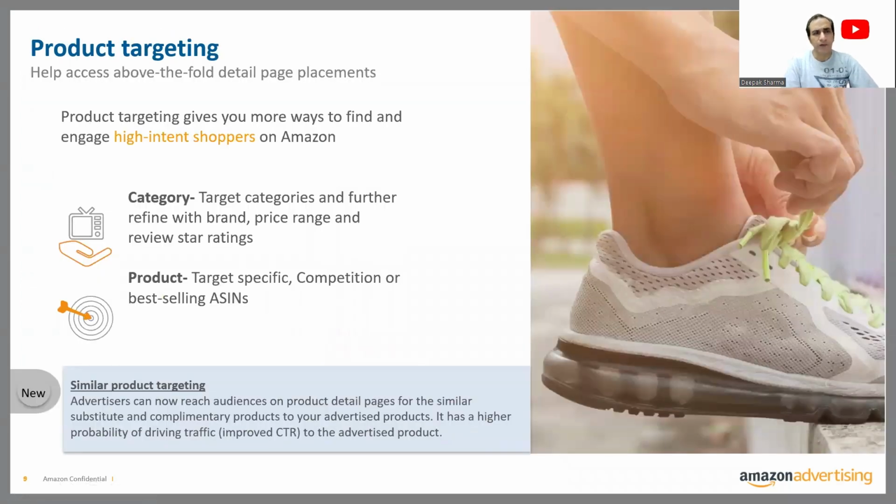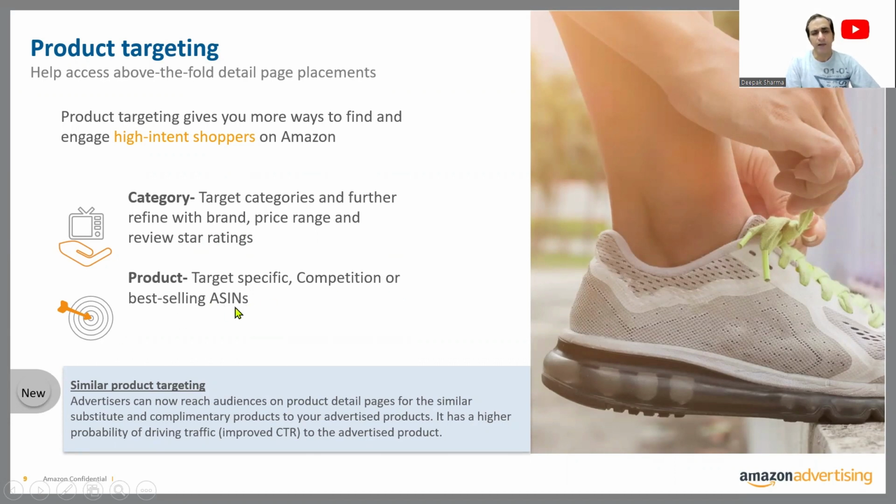Product targeting. This is another type of targeting. Product targeting gives you more ways to find and engage high intent shoppers on Amazon. When we say high intent shoppers, the probability of conversion of these shoppers is higher. Here you can target by category or by product. By category, we can target categories and further refine with brand, price range, and review star rating. When we say product, we can target specific competition or best-selling ASINs.